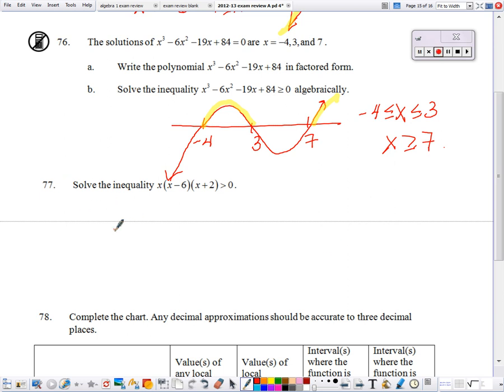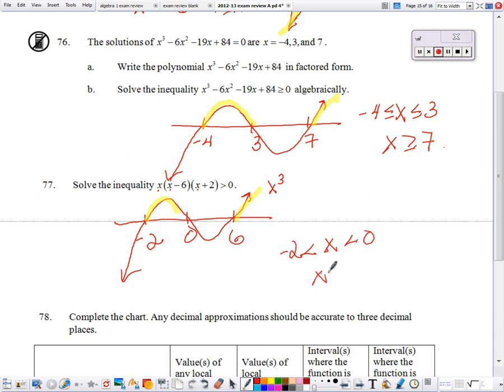Now for 77, we can find our zeros because they give it to us in factored form. Now I could use a calculator, but that takes longer for me to type when I'm on my computer like this. So I'm going to think about my end behavior. If I multiply my x's together, I'm going to get positive x to the third. So I know my end behavior is going to be the same as the prior 2 questions. And greater than 0 is here and here. That's any x between 0 and -2 or greater than 6.